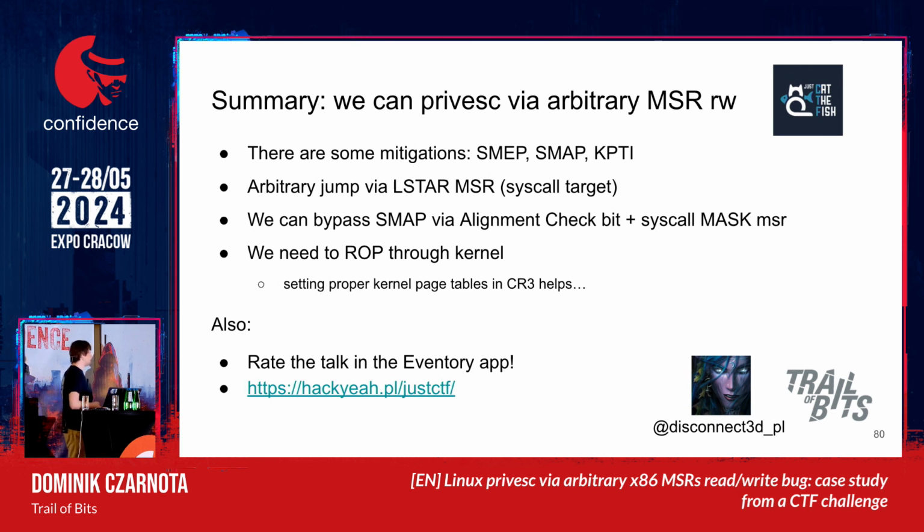As you have seen, there are a couple of mitigations. There is SMAP, SMEP, KPTI, which is kind of a pain, but it works. You can set where you will jump with syscall, which means you can point to any code in the kernel, this small piece of kernel code, and you can jump there. We can also bypass SMAP by using the alignment check and this other syscall mask MSR. And then we can trigger the return-oriented programming attack. Setting proper kernel page tables helps here, as you have seen. So that's it. Thank you very much.